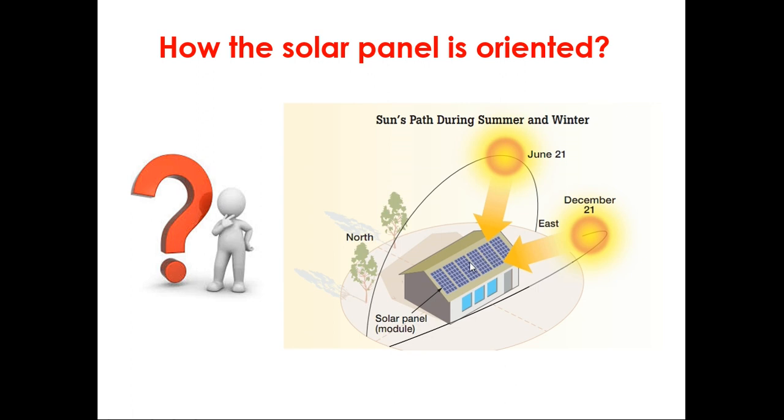In the case of the southern hemisphere, where the least number of people are living, they orient their panels towards the north. As we are in India, we can talk about panels oriented towards south because we are in the northern hemisphere. So the panels are oriented towards south and at an angle of latitude.